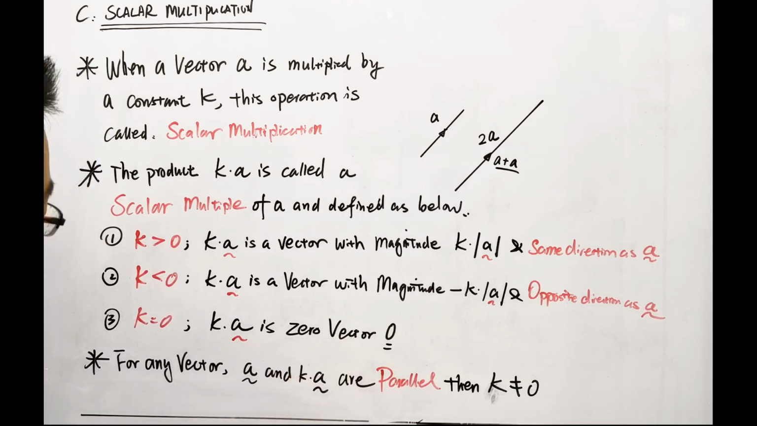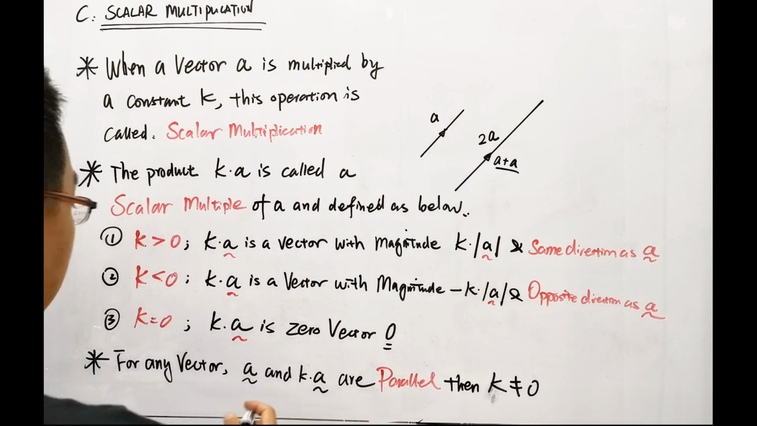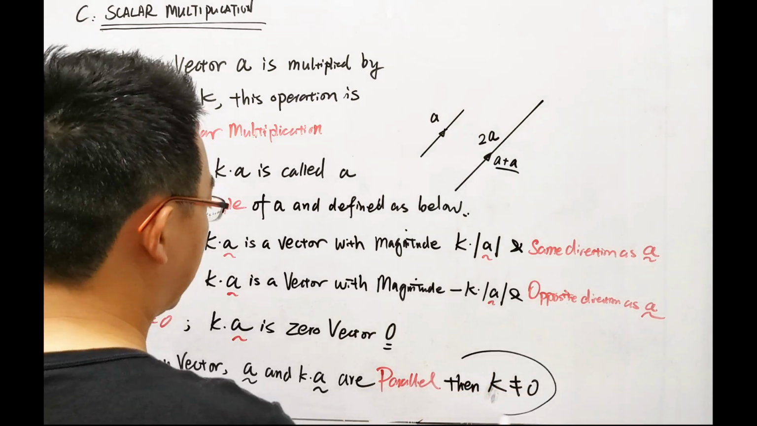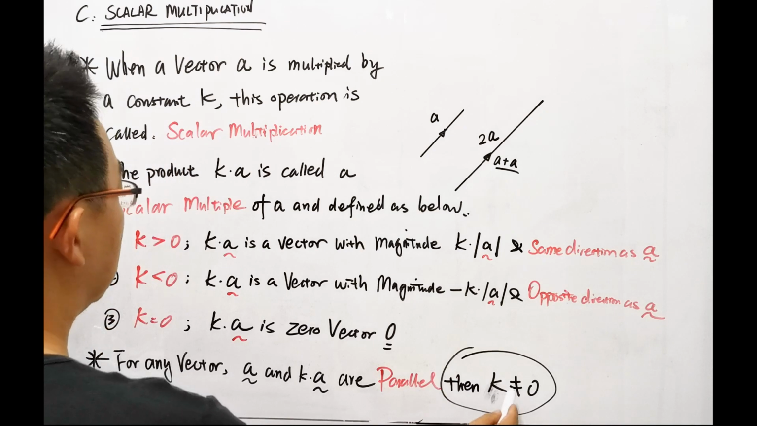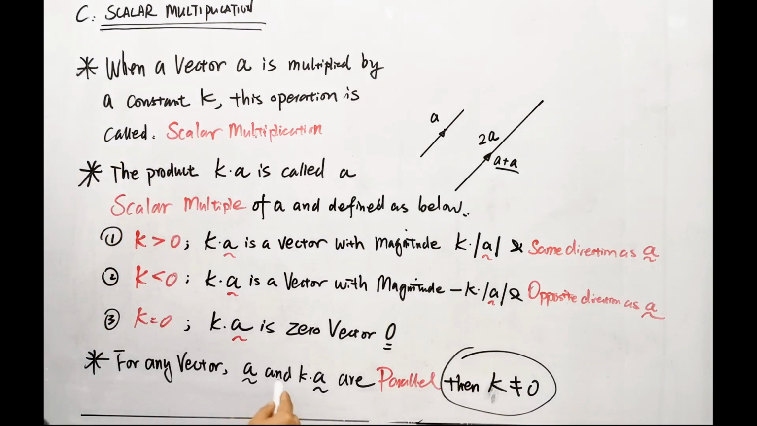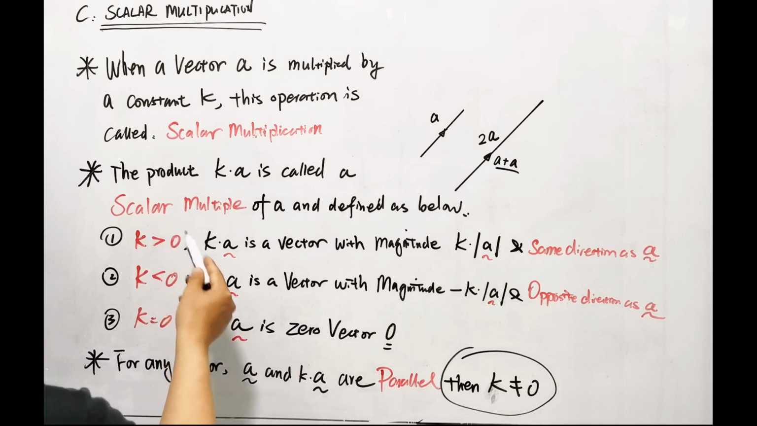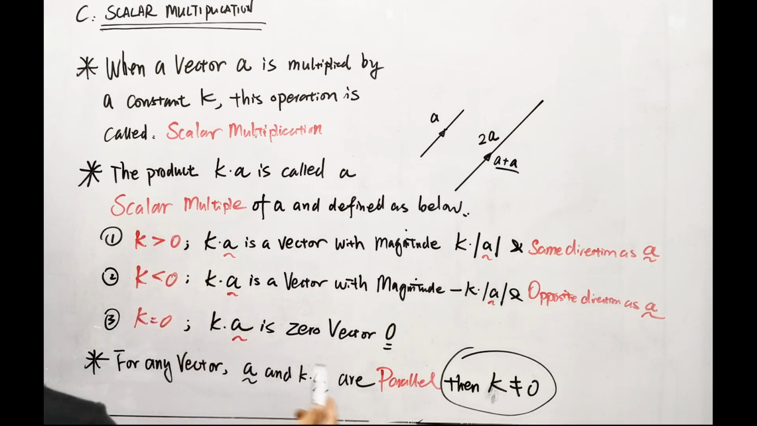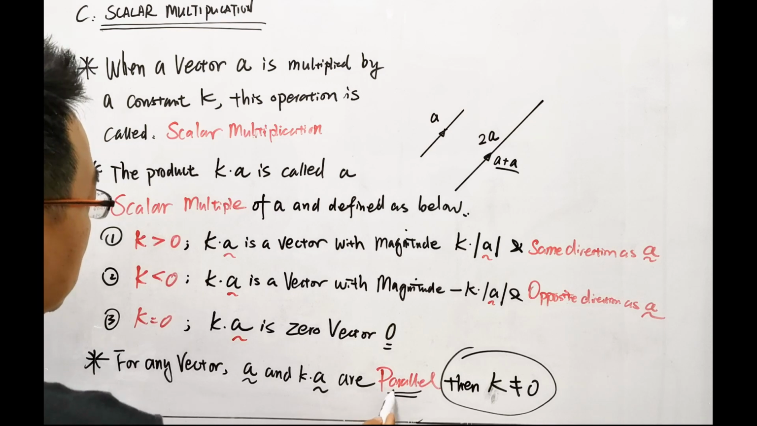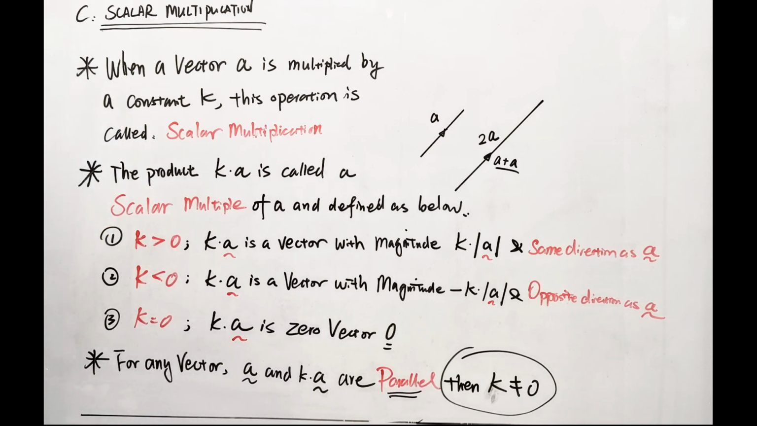The other way is that if K is not equal to 0, then A and K times A, whether K is more than 0 or less than 0, are all parallel to each other. This is a very important concept here. Okay, let's continue.